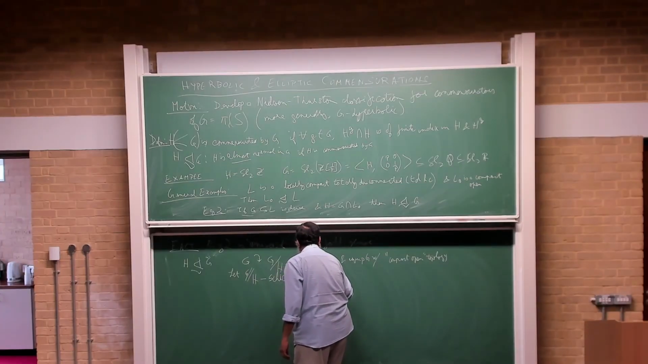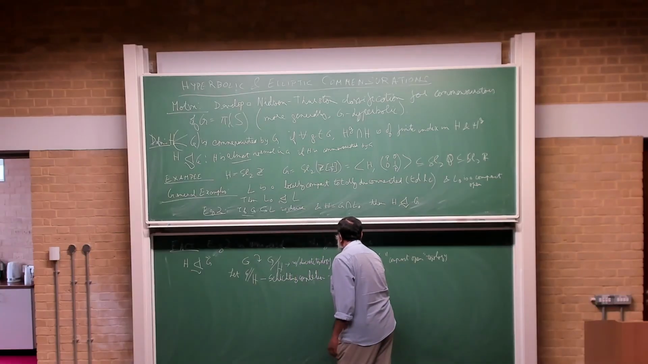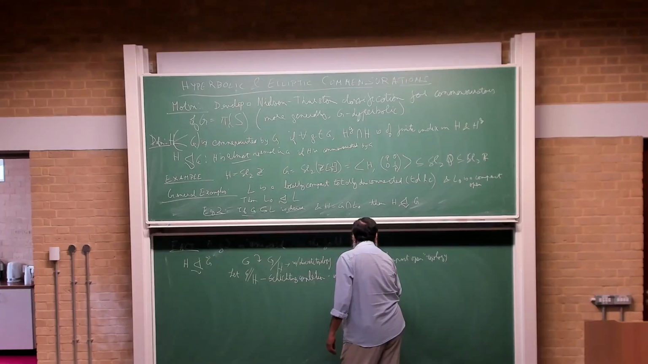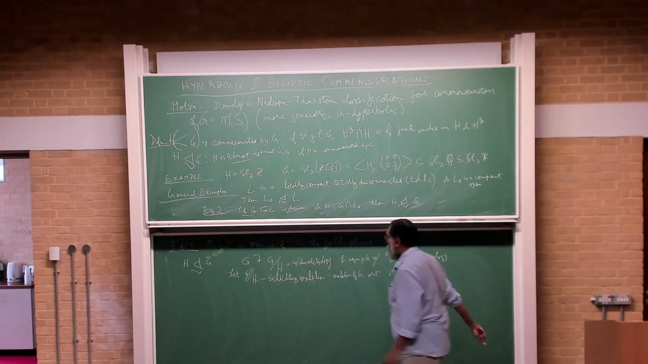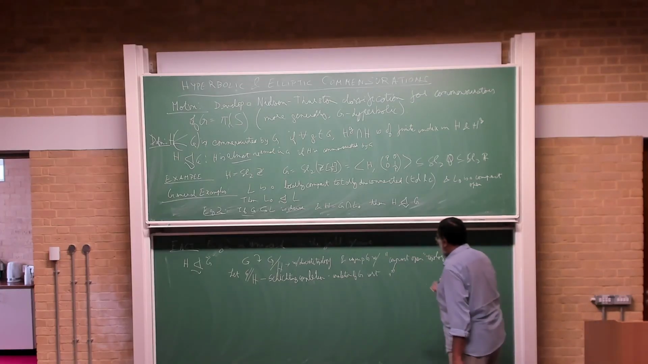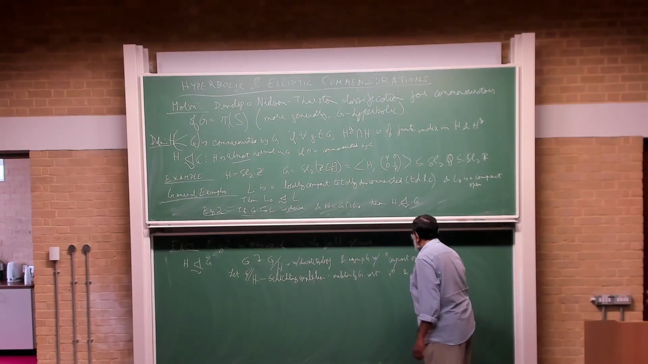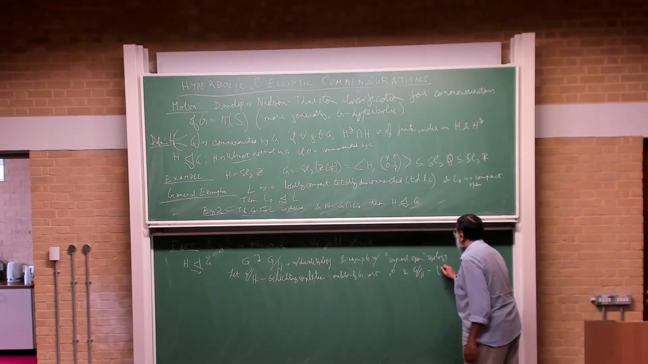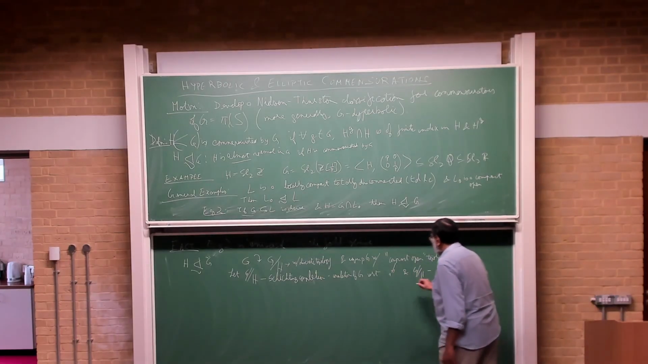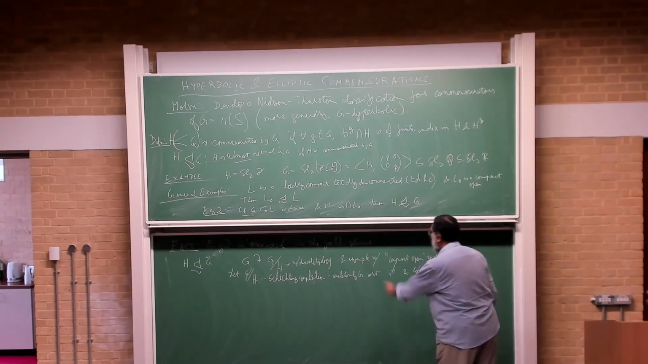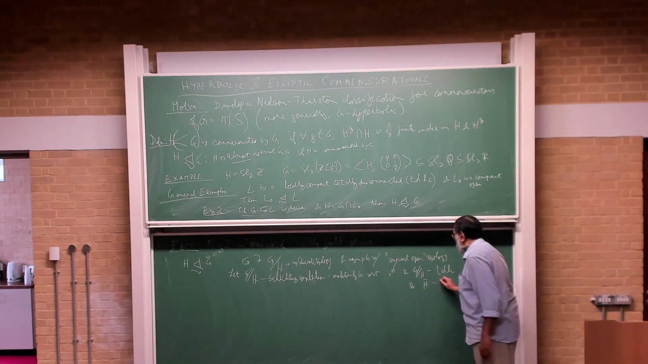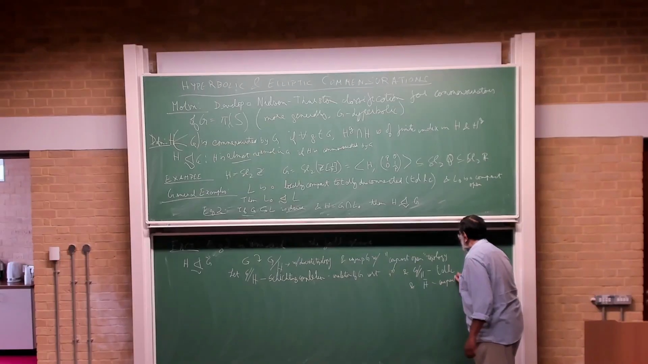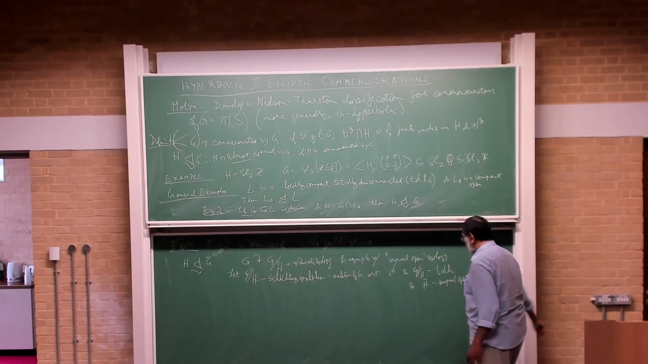Completion of G with respect to this topology. And this guy, I'll just call it G mod mod H. This is a TDLC, and the closure of H in this is a compact open.